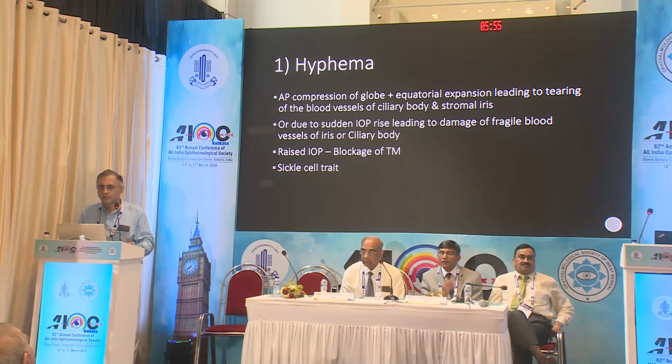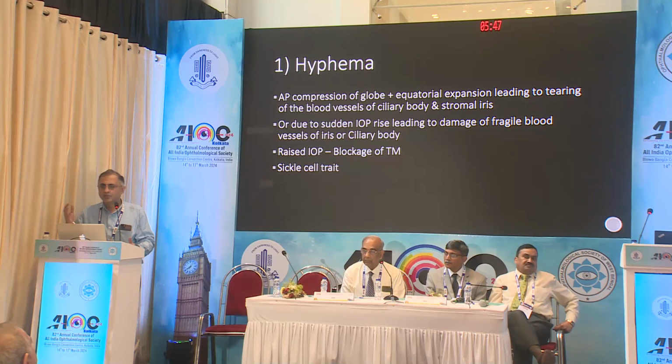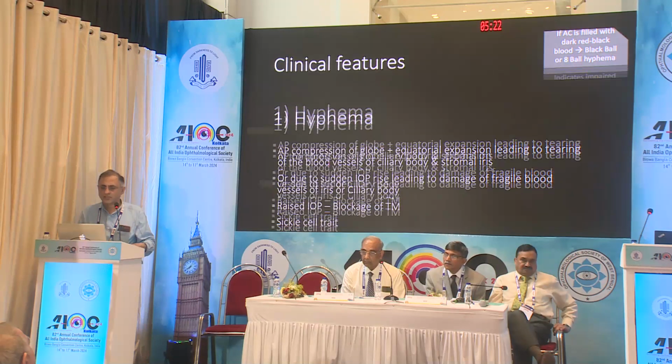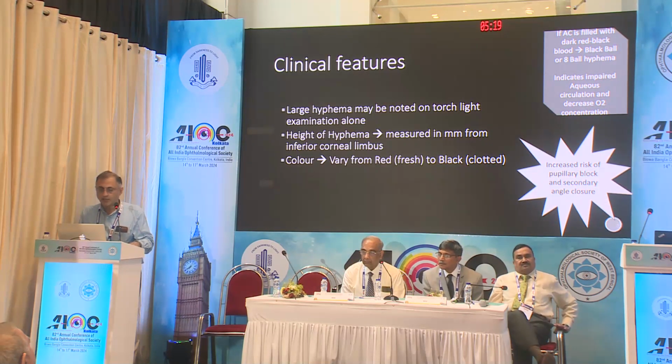So why does hyphema occur? Hyphema occurs because of the anterior-posterior compression of the globe and an equatorial expansion. This leads to tearing of the blood vessels of the ciliary body and stromal iris. Another etiology is that because of a sudden rise in intraocular pressure from the trauma, the fragile vessels of the iris or ciliary body can tear, and the hyphema causes a blockage of the trabecular meshwork. It's more in patients with the sickle cell trait, so you need to confirm with them, though it's not very common in India.